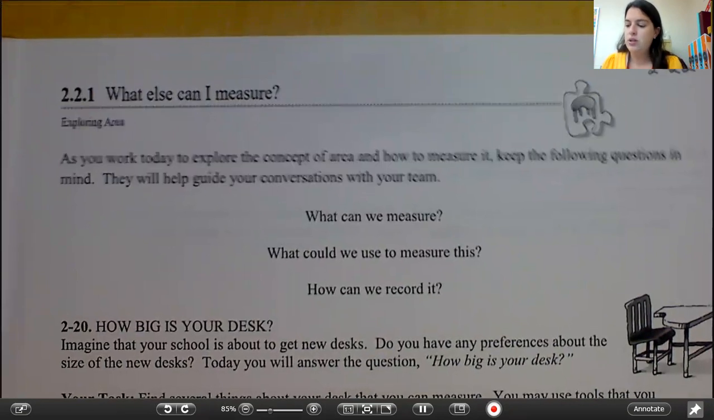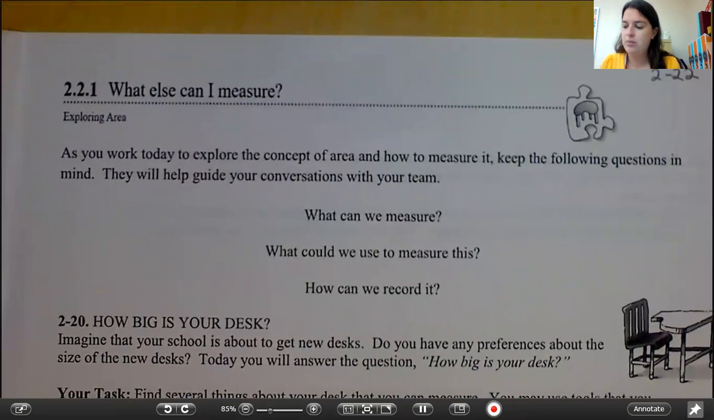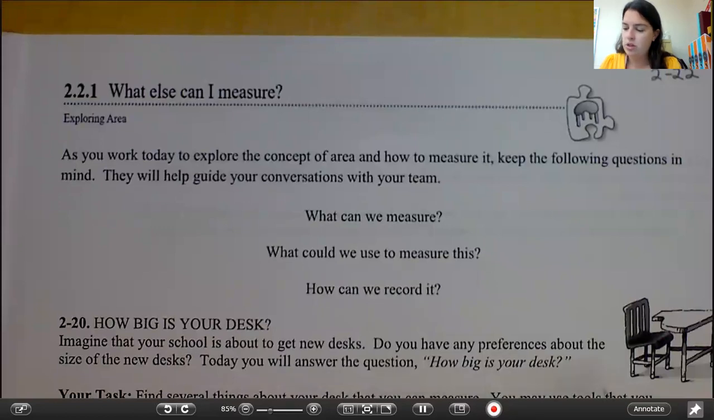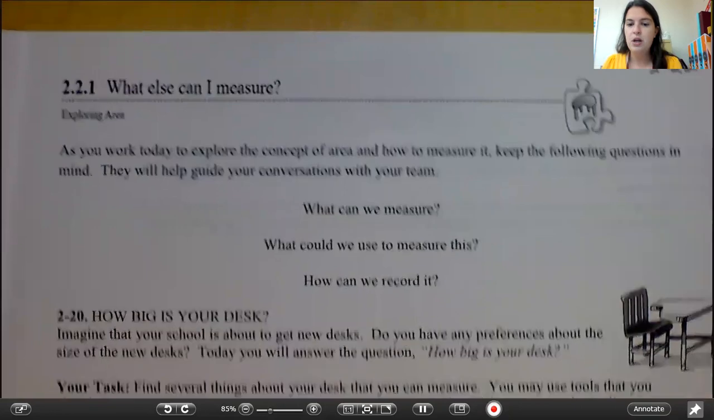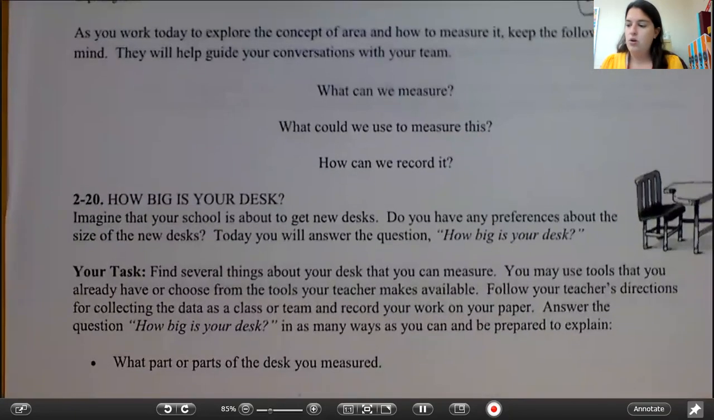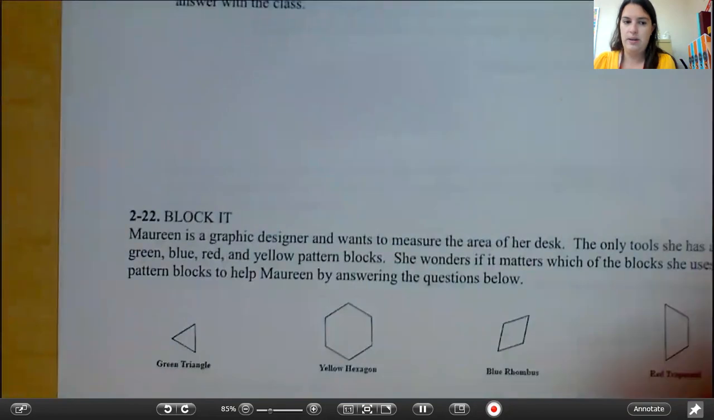It says, as you work today to explore the concept of area and how to measure it, keep the following questions in mind. They will help guide your conversations with your team. What can we measure? What can we use to measure this, and how can we record it? We are actually going to go to question 222, so if you want to flip your paper over, it is down at the bottom, so it's going to take me a second to get there, sorry.